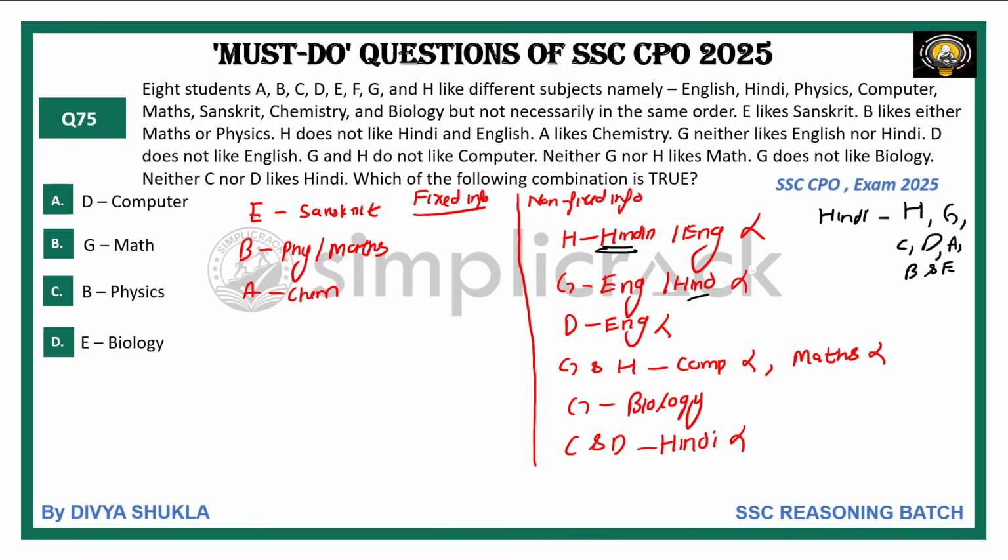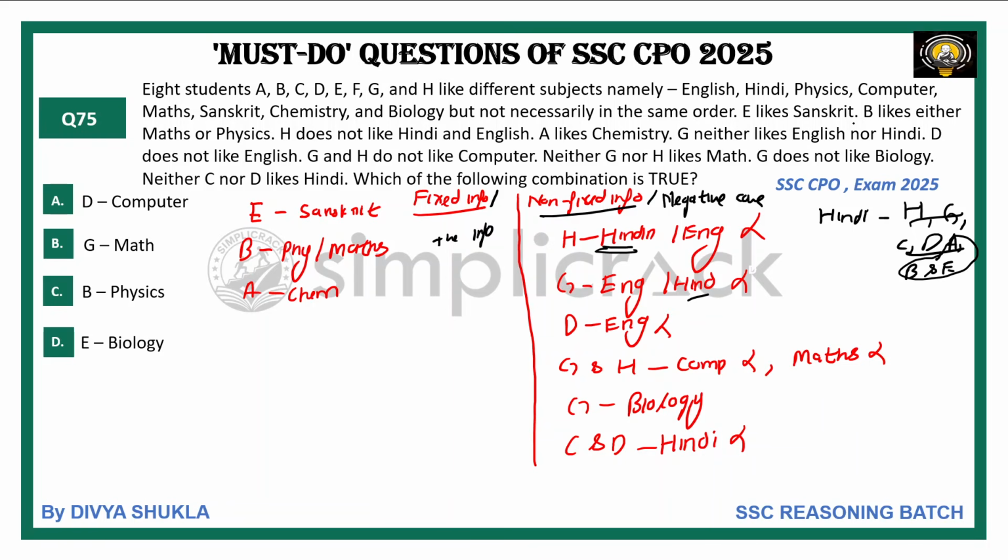I am saying that this was given in the non-fixed information, where you can also write the neither-nor cases as negative cases. Why the negative case? Because these persons do not like a particular subject. So Hindi is not liked by H, G, C, D. Firstly, these were the things given in the negative case. After that, A, B, and E, these three persons, were given in the fixed info, or the positive information.